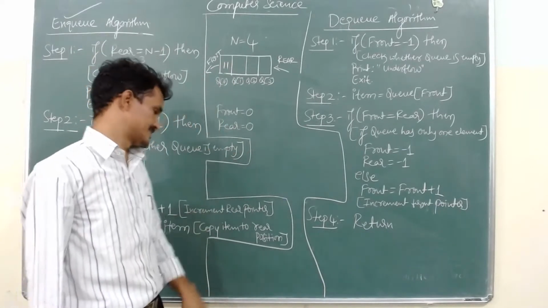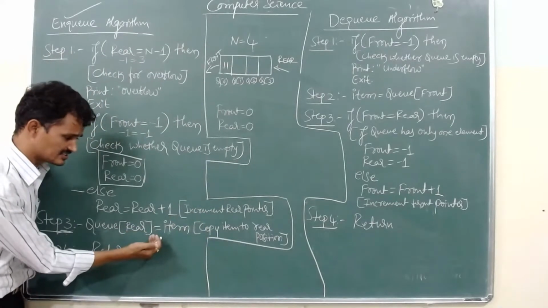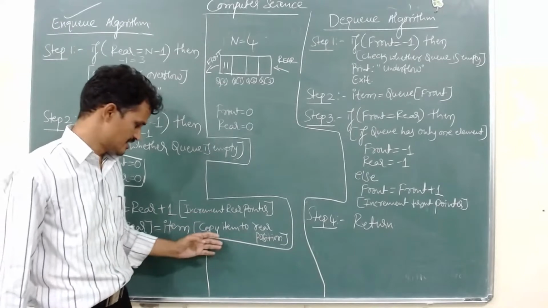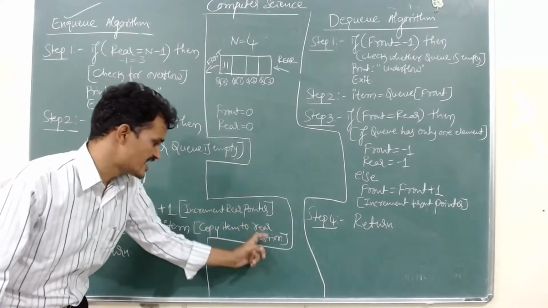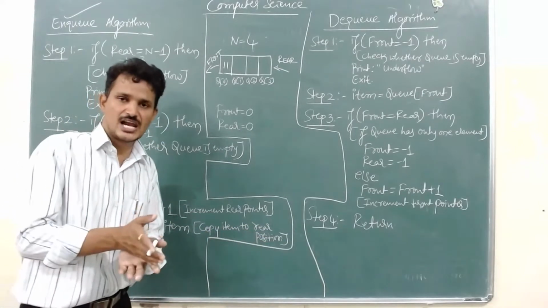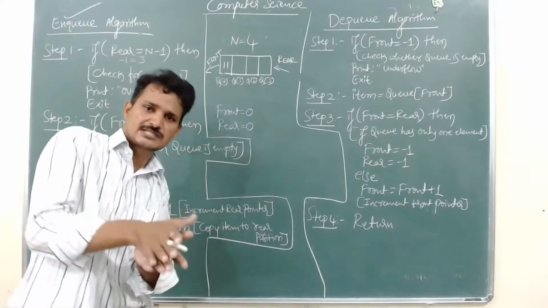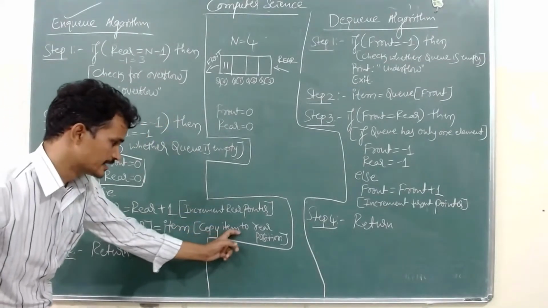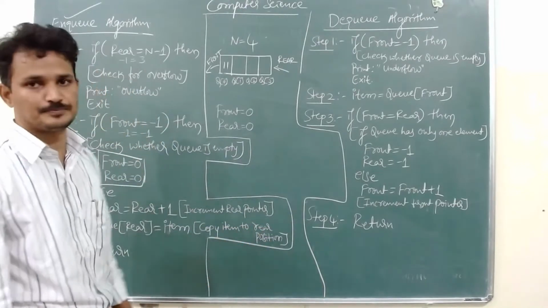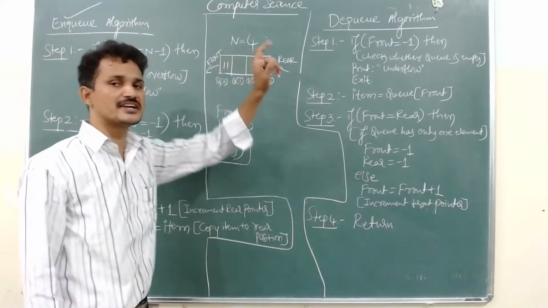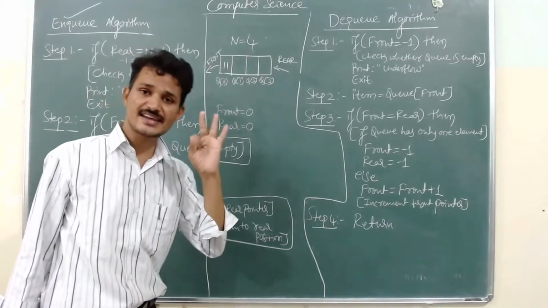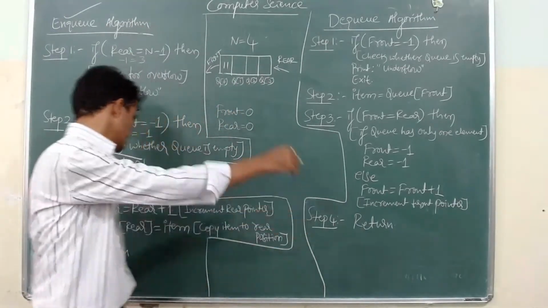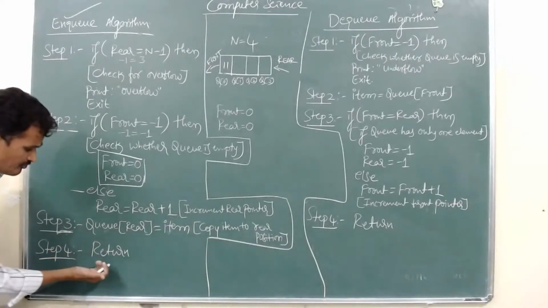Followed? Next. After that, have a look at this. They have written some statement in the square bracket: copy item to the rear position. Whichever element you want to insert must be copied to which variable? Item. Copy item to rear position. So we have just inserted one element. Still I can add how many elements? I can add 3 elements. Right? Next. Step 4, return.